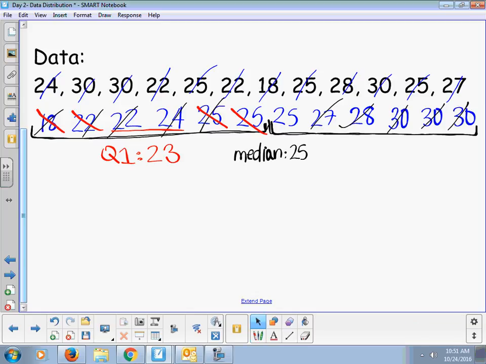We find the median of our upper half of data. Cancel 1 from each side. And what's in between 28 and 30? 29, so our Q3 is 29.